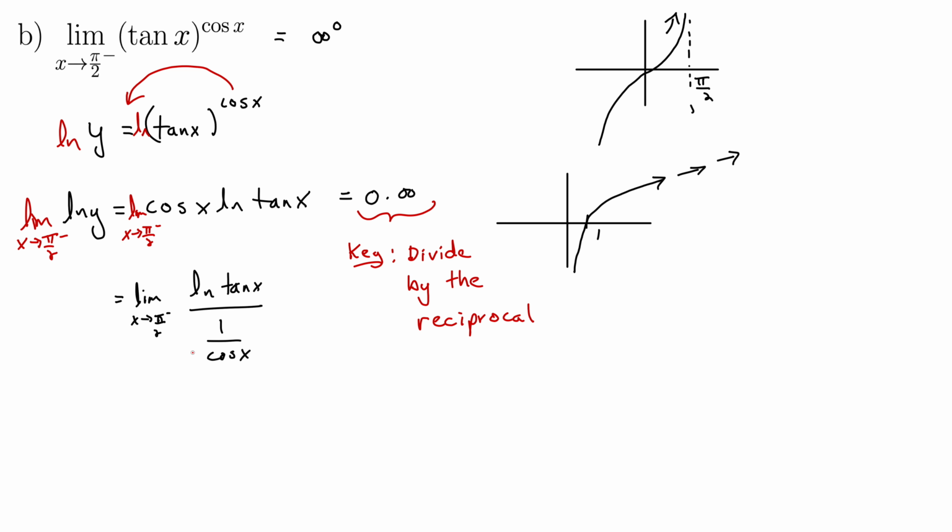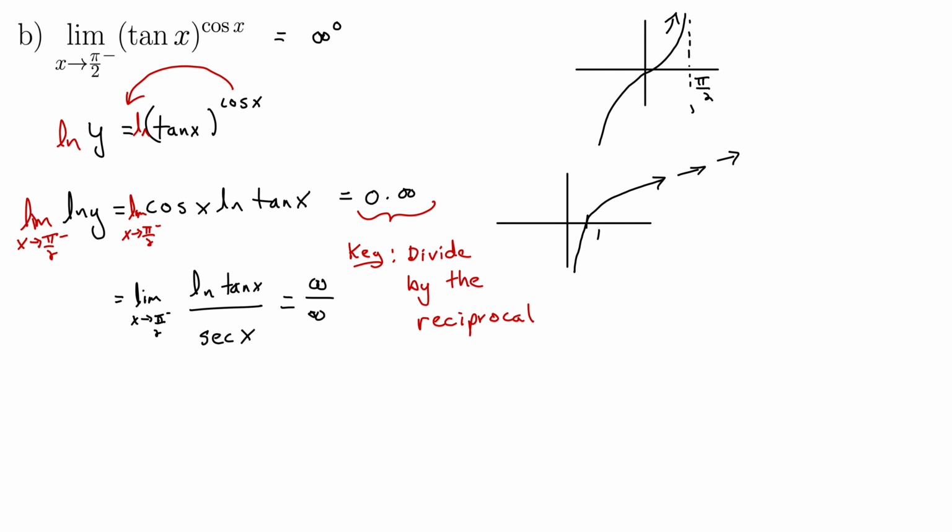Note that this is the same here, 1 over cos x. This is the same as just multiplying by cos x. Well, I'm going to rewrite this. Instead of 1 over cos x, let's just write that as secant x. Secant x. And now when we just straight evaluate the limit, we have infinity over infinity.